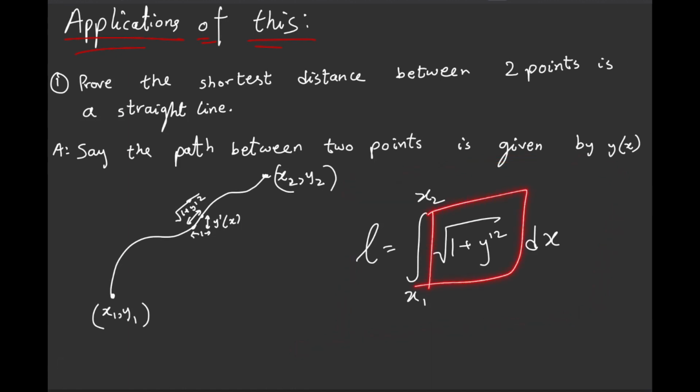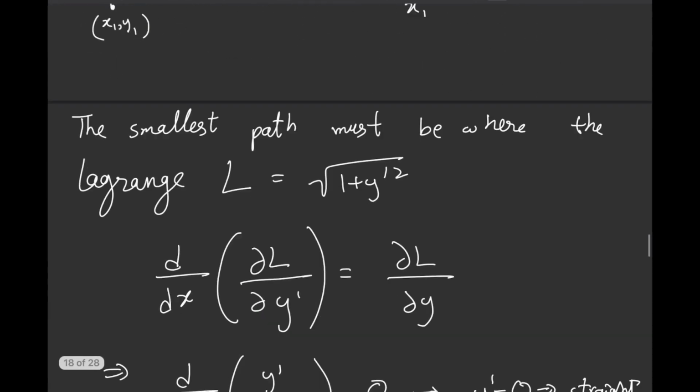So this would become the Lagrangian, and instead of t it is x. That's the only difference from the action here. So the Lagrangian is nothing but root of 1 plus y dash square. Since the variable is x, you differentiate with respect to x of dou L by dou y dash and equate it to dou L by dou y.